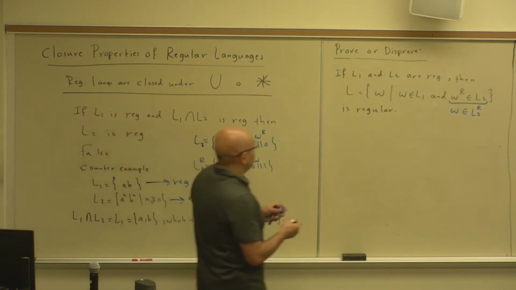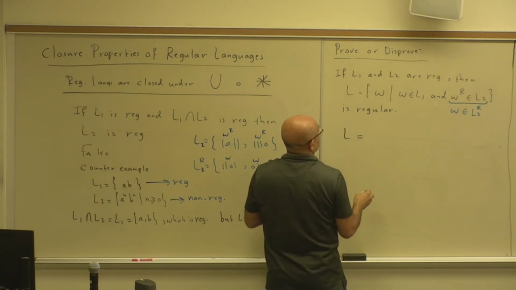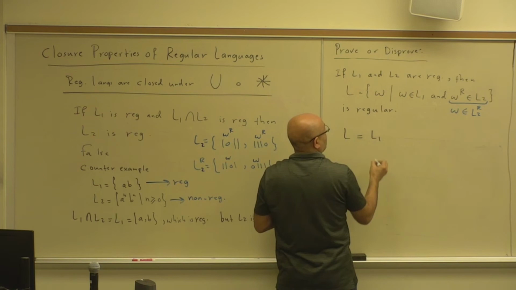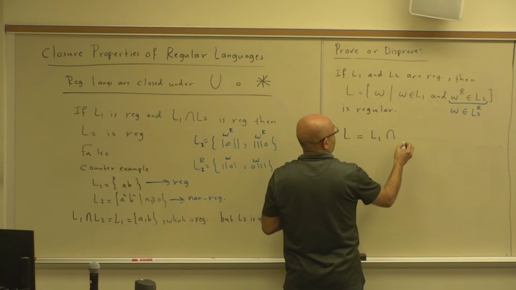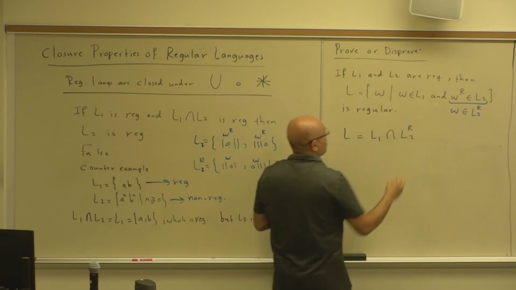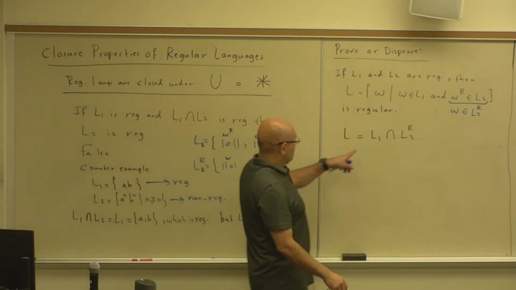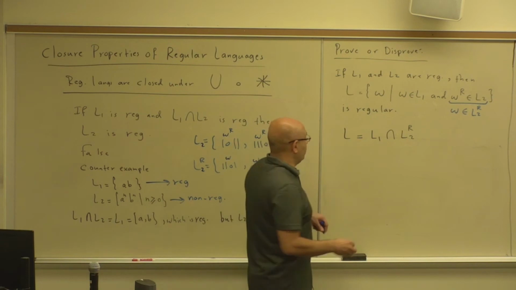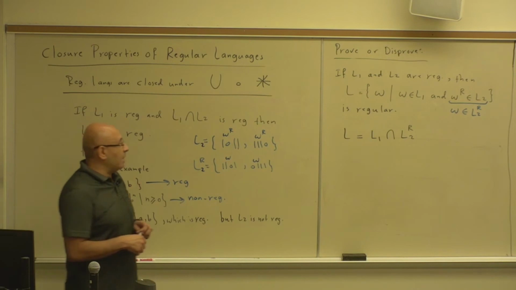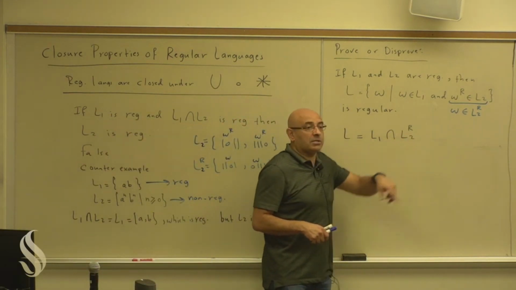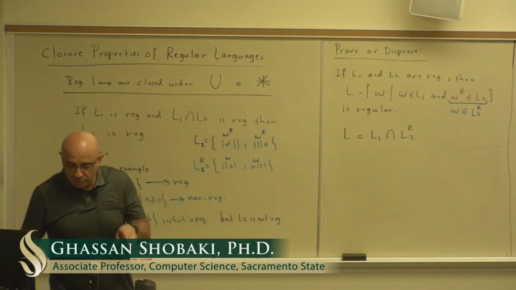So this means that L equals L1 intersected with L2 reverse. We have proven that regular languages are closed under intersection and closed under reversal, so this language will be regular. Okay, you can write it down.